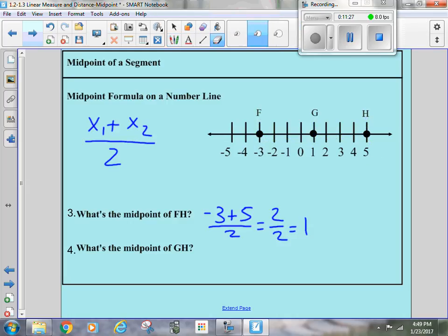Now, we want to find what is the midpoint of GH. So, G is at 1, H is at 5, and then we're going to divide by 2. So we get 6 divided by 2, so our midpoint is 3. And then again, you can count that out, that 3 is 2 away from 5, and 3 is also 2 away from 1.